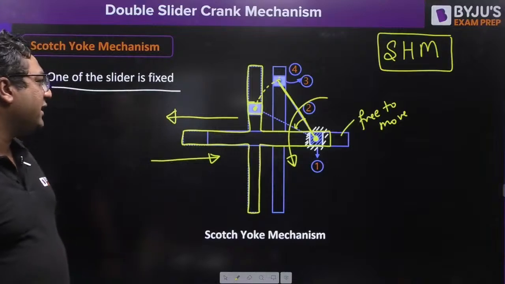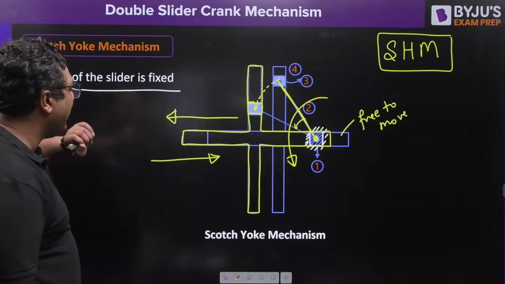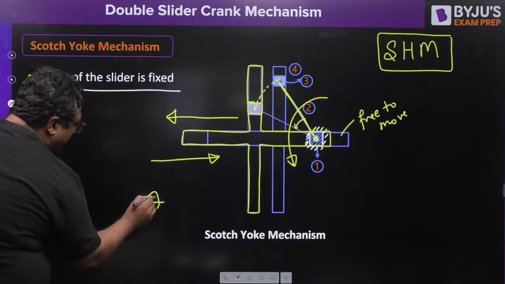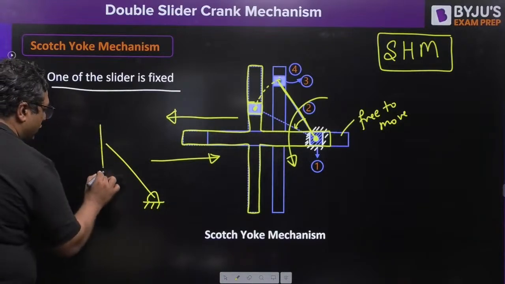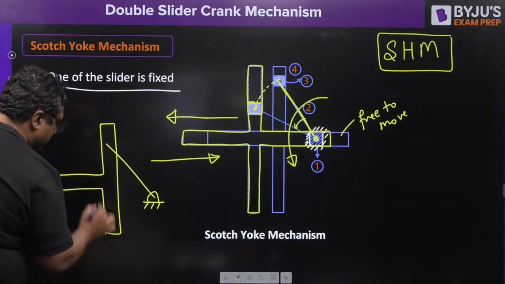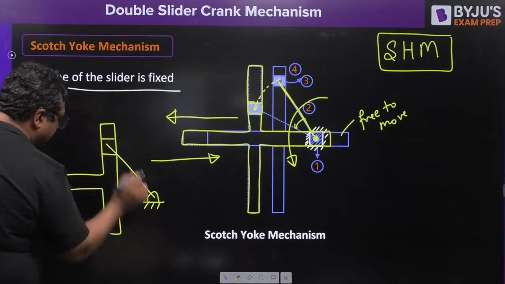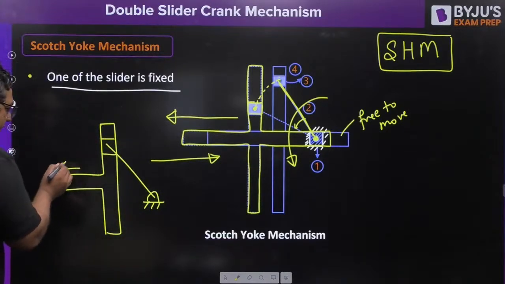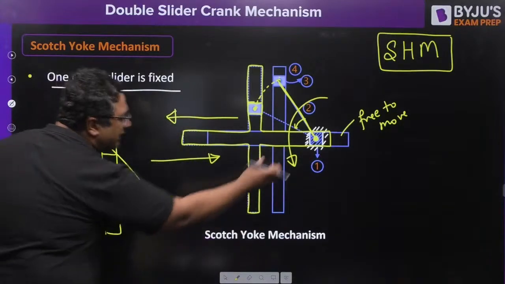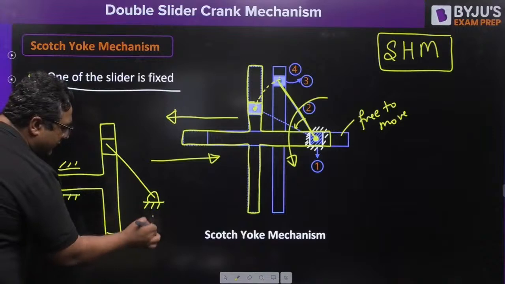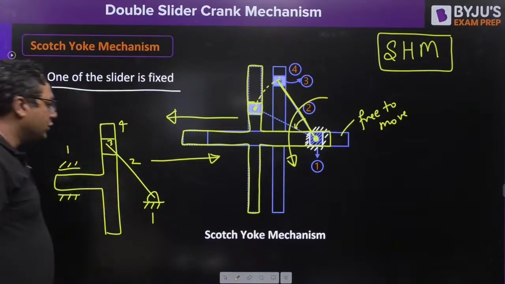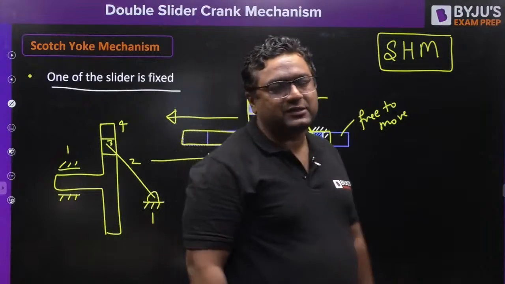And when we are getting simple harmonic motion, this kind of inversion is also shown in some other format in many of the textbooks. It is shown like this, like this, like this. So my dear, the same configuration, because this slider is fixed, it is acting like a turning pair. So we have made the same 1, 2, 3 and 4 and 1. So this is also a notation for this mechanism.